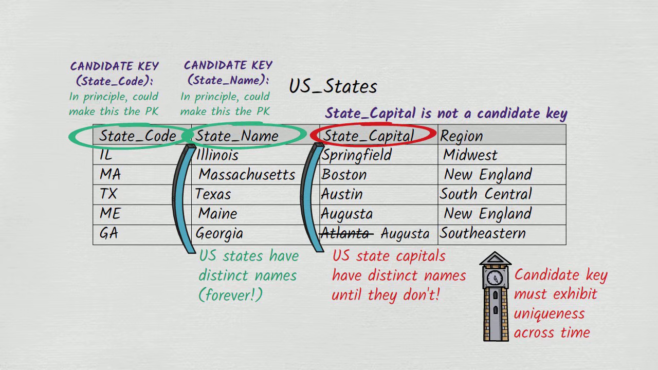To summarize where we've got to so far in our US states example, there are two candidate keys, state code and state name. State code is probably a better choice of primary key than state name, purely on the grounds of simplicity, but in principle either will work.